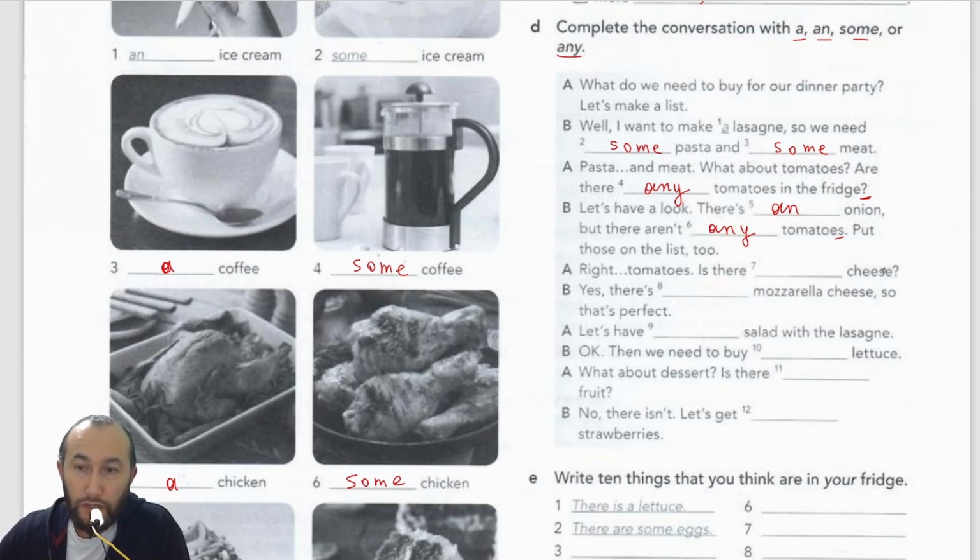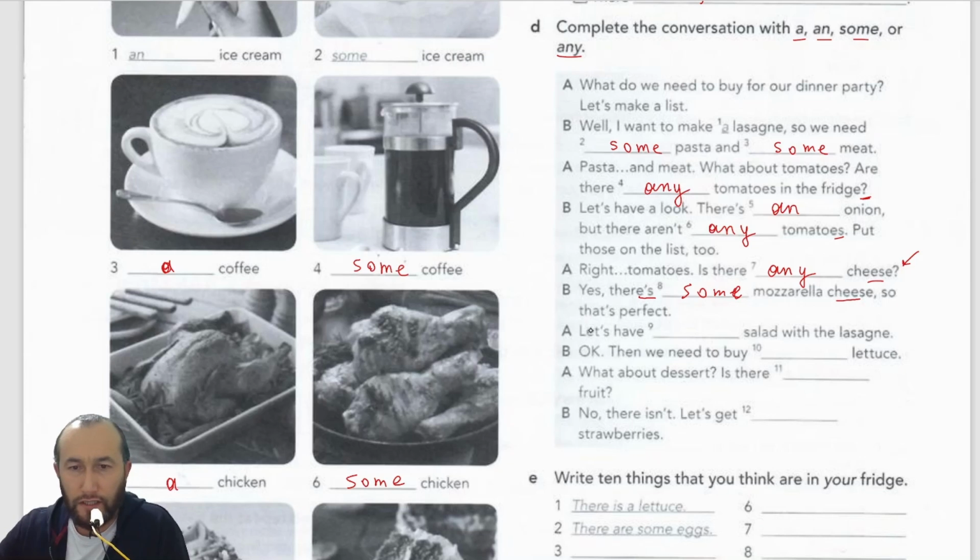Is there cheese? Cheese is uncountable, and that's a question form. So for cheese, we use any in the question form. Is there any cheese? And B says, yes, there is. So mozzarella cheese, some. There is some mozzarella cheese. As you can see, with an uncountable noun, we always use the singular form.